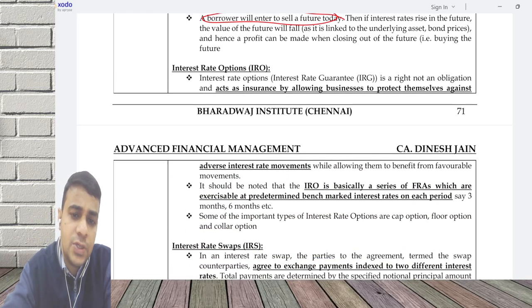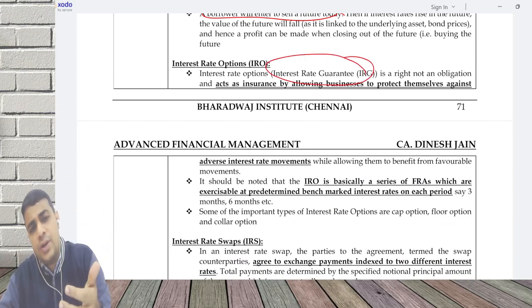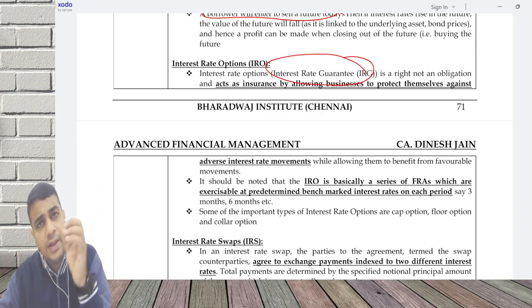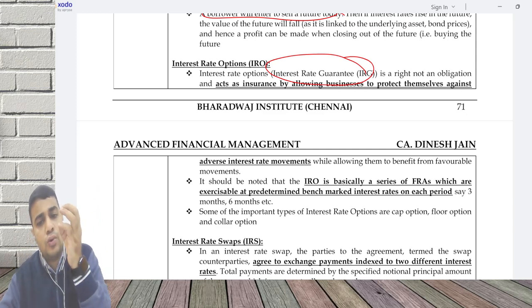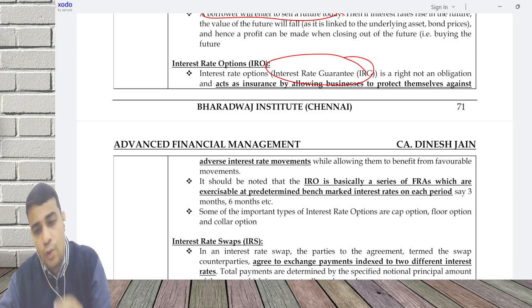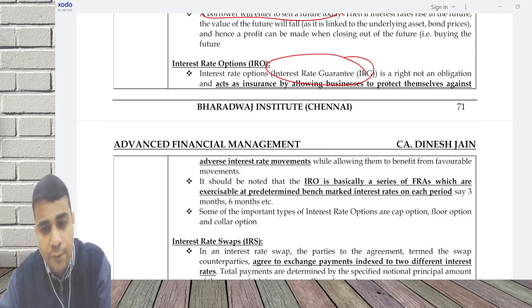Interest rate options, also called interest rate guarantee. I'm not discussing much about all this because we have already seen it. An interest rate option is a right but not an obligation. You can go through a cap option, a floor option, or a collar option. Cap restricts the maximum interest outflow. Floor provides for minimum interest inflow. And collar is a combination of a cap and a floor option.